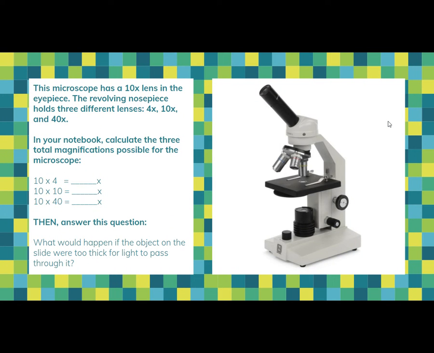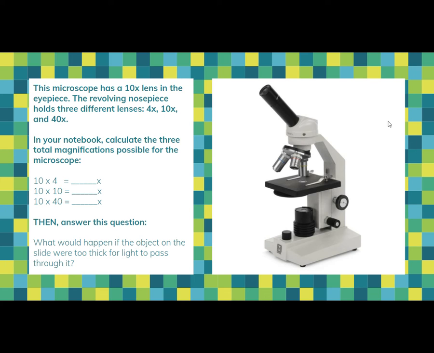So this microscope, which is a compound microscope that we'll be using in our classroom, has a 10x lens in the eyepiece. The revolving nosepiece holds 3 different lenses: a 4x, a 10x, and a 40x. So in your notebook, calculate the 3 total magnifications possible for the microscope. And remember, you just multiply them together.